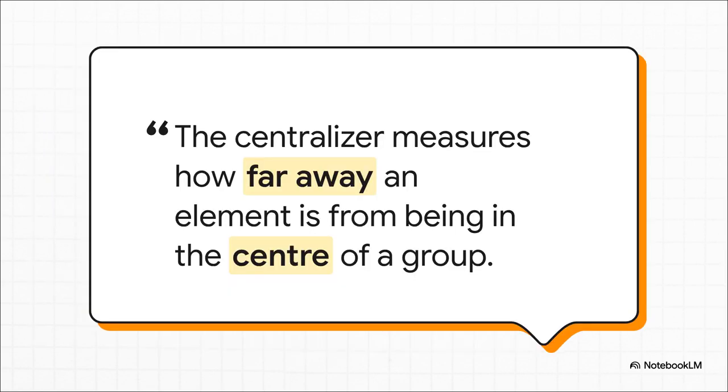And there's this great quote that I think just nails it. The concept of the centralizer can be thought of as measuring how far away an element is from being in the center of a group. A huge centralizer means you're basically best friends with everyone. You're close to the center. A tiny one means you're way out on the fringes. It's a brilliant way to think about it.